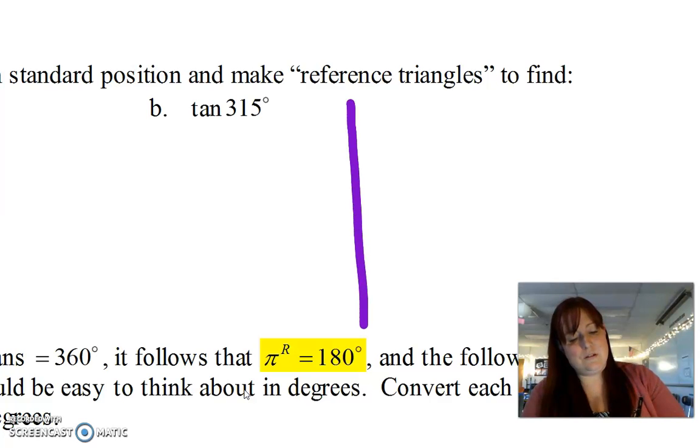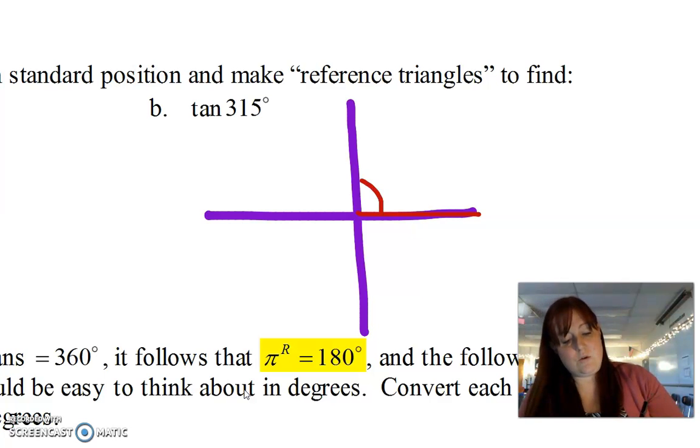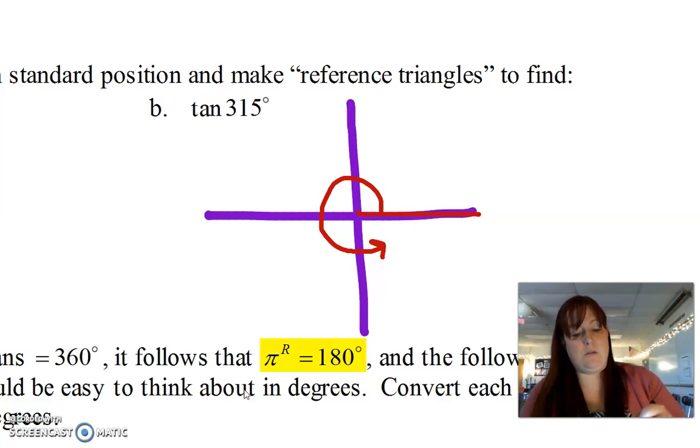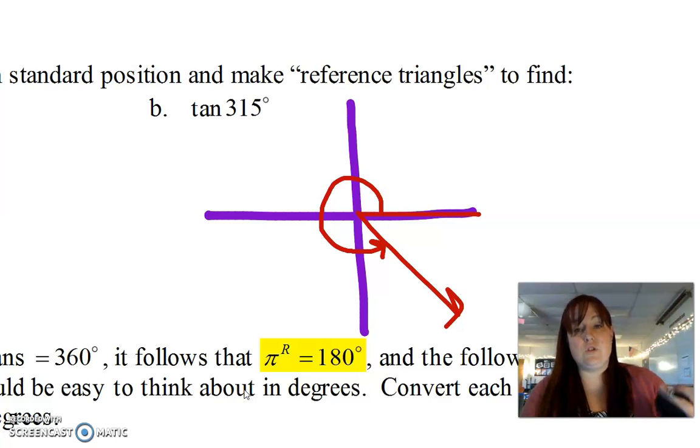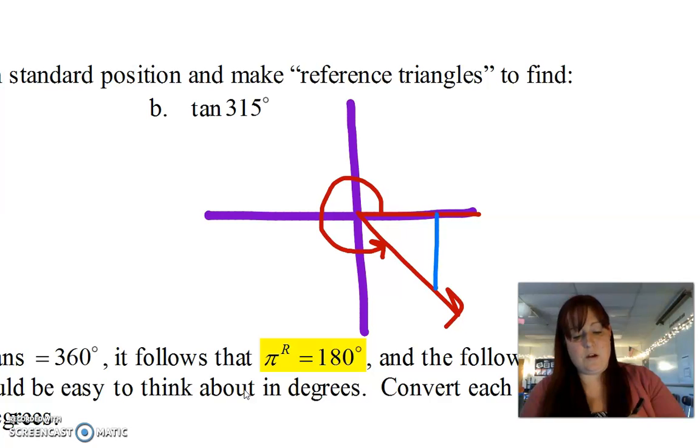All right, so here we go. 315. We're going to draw this as a reference triangle. 315 degrees is going to go all the way around here, and it's going to stop right about here, because 360 would be all the way around, but this is like 90, 180, 270, so it's going to stop right about here. Then we draw a reference triangle to figure out this angle. Reference triangle is part of the bow tie, so it makes a right angle here. 315 to 360 is going to be 45 degrees.